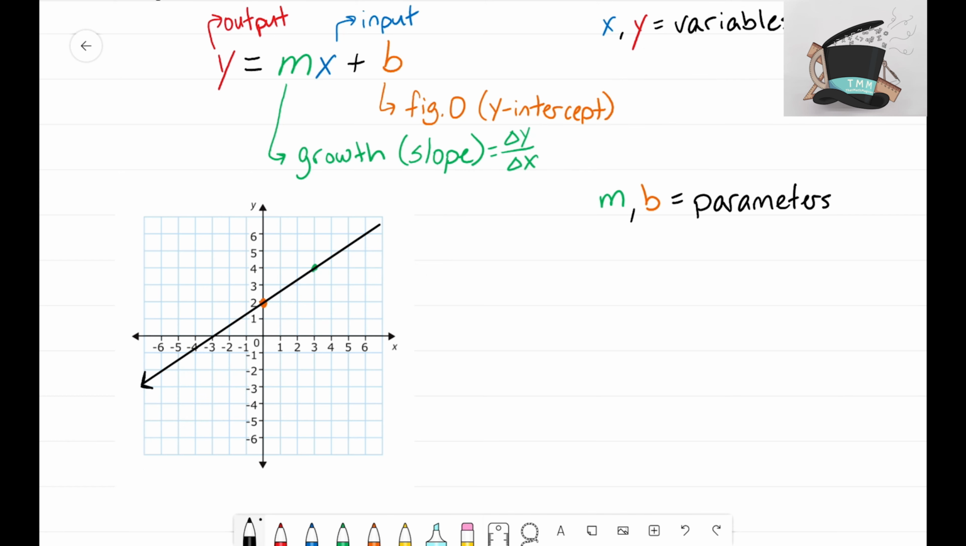Don't forget to put arrows at the end of your graph when you're graphing. Now, looking at this line, we want to see, can we figure out what our m and our b terms are? Again, we're trying to figure out what's the slope, what's the y-intercept.